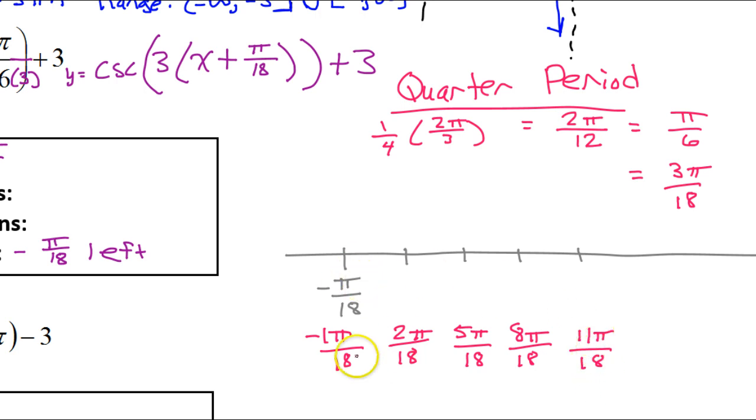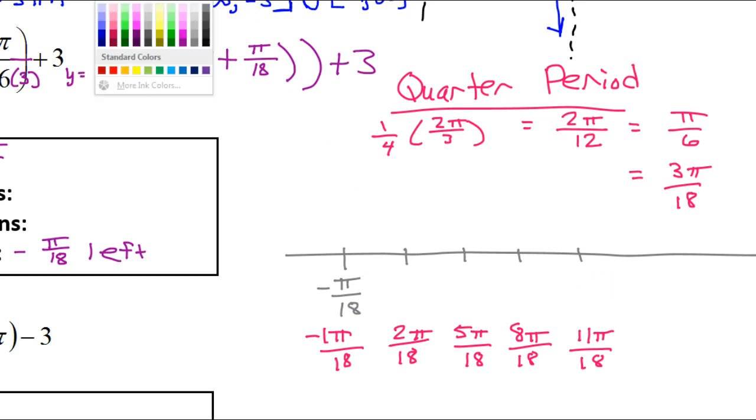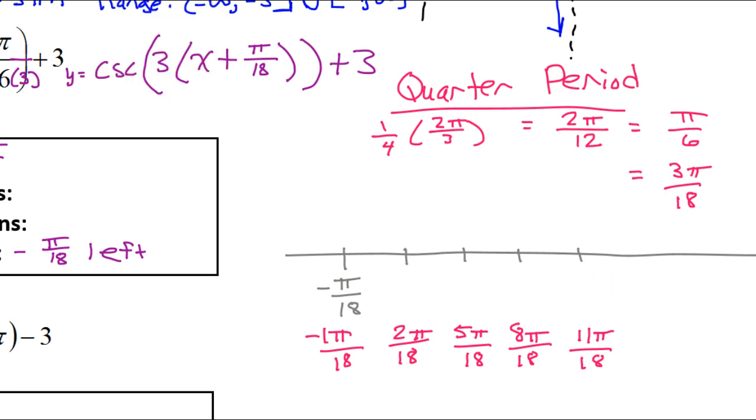Okay. I put these down low so I would have room to reduce. So that's what I'm going to do now. 2 pi over 18 is just pi over 9. 5 pi over 18 does not reduce, so I'm going to keep that. Let's see, 8 pi over 18. 4 goes into this. No, okay. 4 pi over 9, I guess that's the best I can do. And 11 pi over 18 doesn't reduce.